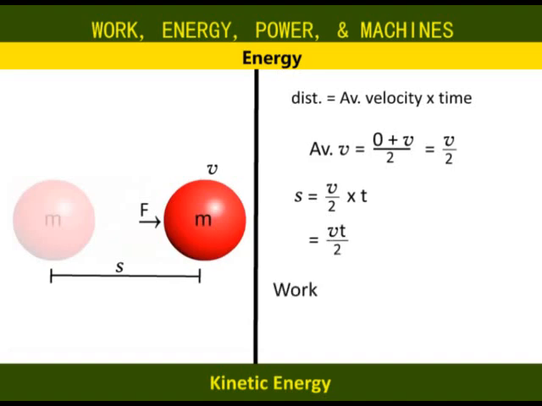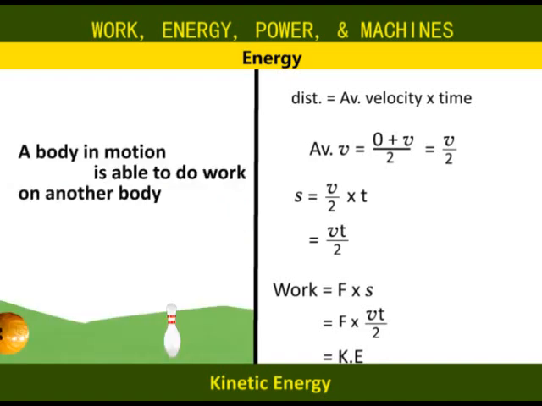Work done is equal to force times distance. That gives us force times vt over 2. This work is stored as the kinetic energy of the moving body. This means that a body in motion is able to do some work on another body.